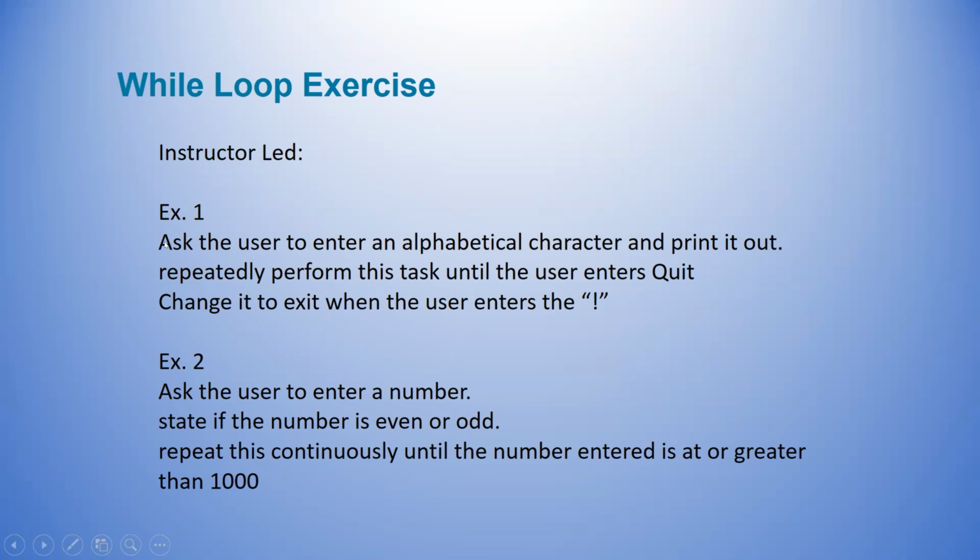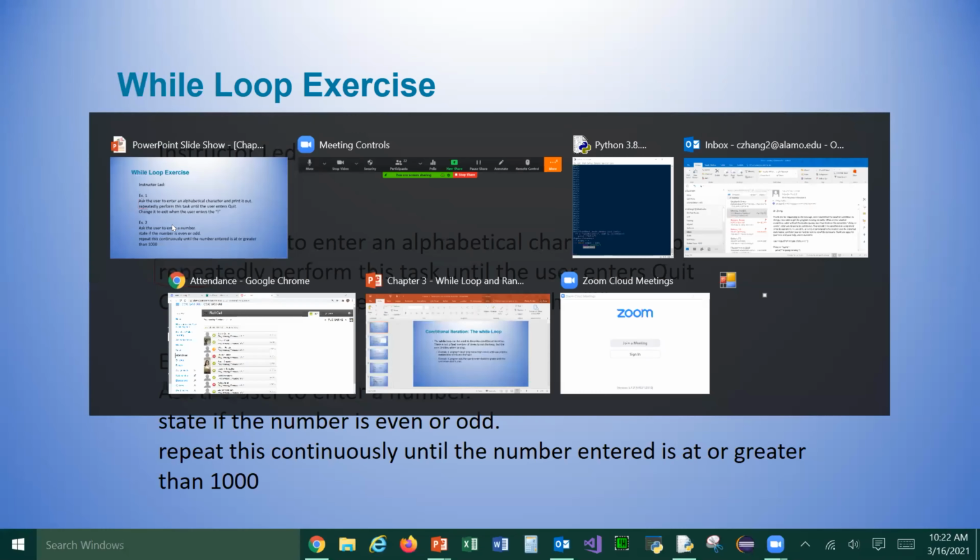Let's look at this example, okay? Let's look at this exercise. Ask the user to enter an alphabetical character and print it out. Repeatedly perform this task until the user enters quit. So you will ask the user to enter something and you continue to do this. Print it out and ask again, print it out and ask again, and change it to exit when the user enters that. Okay, so let's do this first part. I will do this with you. So when the user enters quit, we will quit.